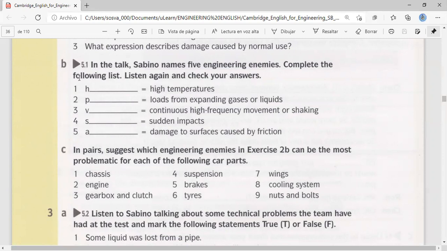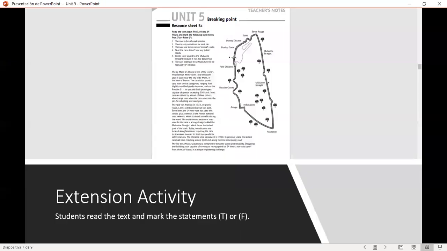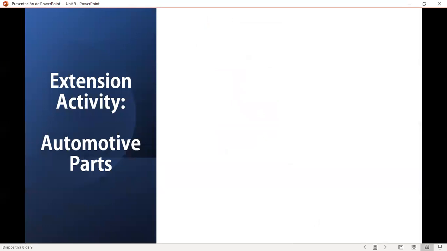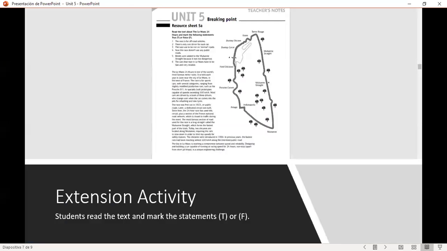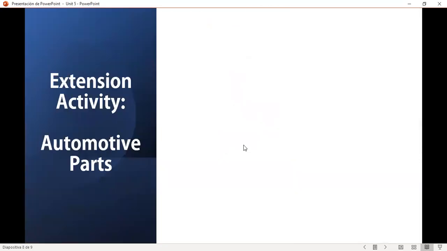Okay. So as I was telling you, we don't have this extension activity printed yet. When you have it, you're going to read and answer questions 1 through 6, whether they are true or false. There are trees, because this is a picture, a map of the race in Le Mans. Okay. Good.